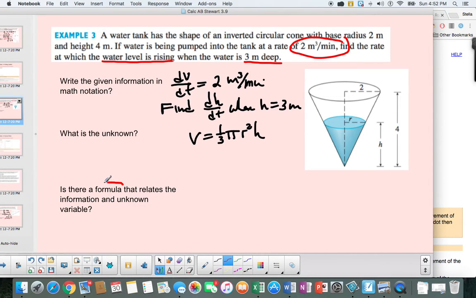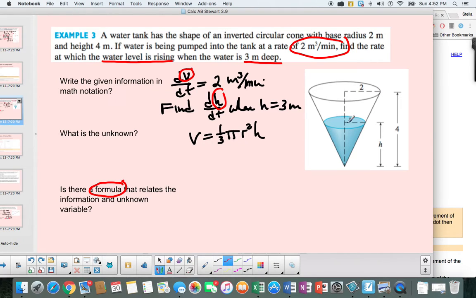Okay, and the formula we're going to be using is our volume formula. Unfortunately, the formula has 3 variables, V, R, and H. And I don't want to take the derivative until I can do it in terms of only V and H. So I'm going to go to the figure and see if there's a relationship between R and H. And sure enough there is.